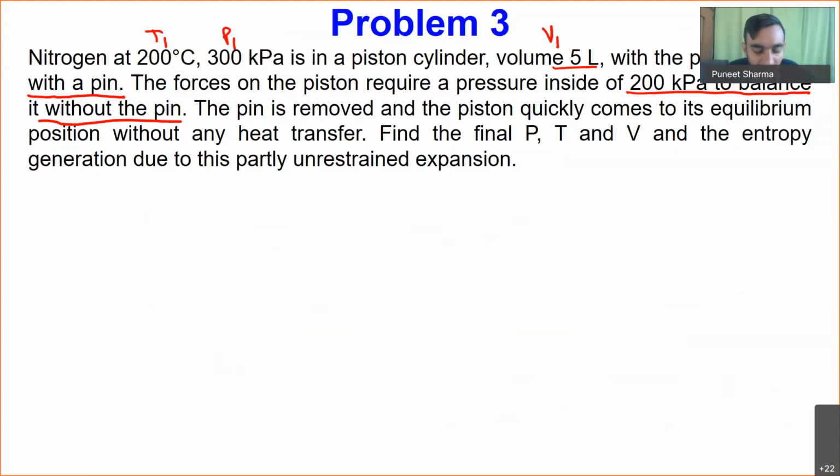Okay. Now this pin is removed and piston quickly comes to its equilibrium position without any heat transfer. So we are not having any heat transfer and piston is reaching the equilibrium position. So if piston is reaching the equilibrium position, it means gas is reaching a pressure of 200 kilopascals. So it is given to us that P2 pressure is nothing but 200 kilopascals. Now we have to determine final pressure P2, temperature T2 and volume V2, and also how much entropy generation we are having in this process.